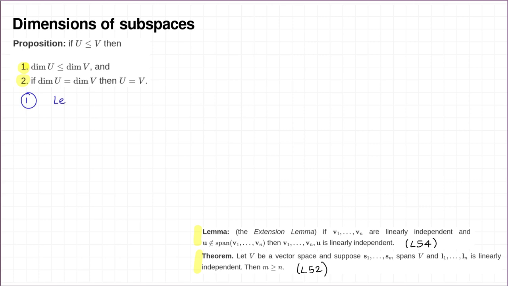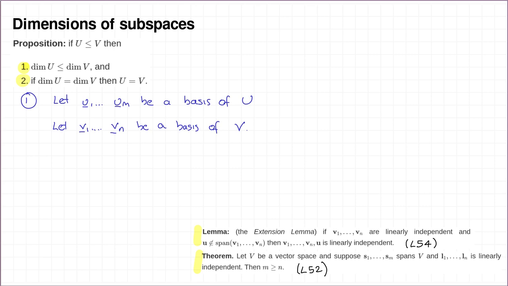We will let U1 up to UM be a basis of the subspace U. We're now going to write down a basis of V. Let's say V1 up to VN be a basis of V. Okay, our job is to show that M is less than or equal to N.